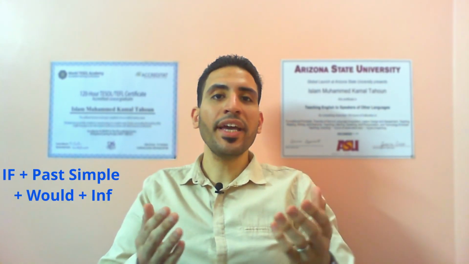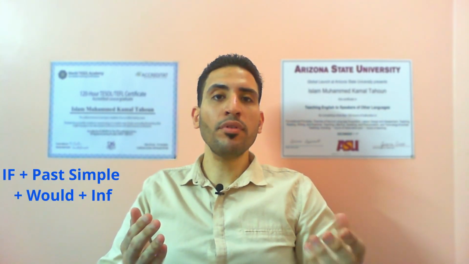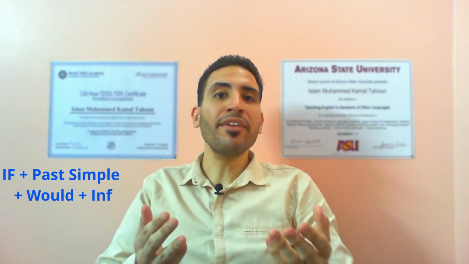Next up, we have the 2nd conditional. The 2nd conditional is different from the 1st conditional. We use the 2nd conditional to talk about hypothetical situations that are not likely to happen in the future. And we have the if clause and the main clause. For example, if I were you, I would go to the doctor. I can't go to the doctor because I'm not in your place. In the 2nd conditional, we use if plus past simple plus would plus infinitive.